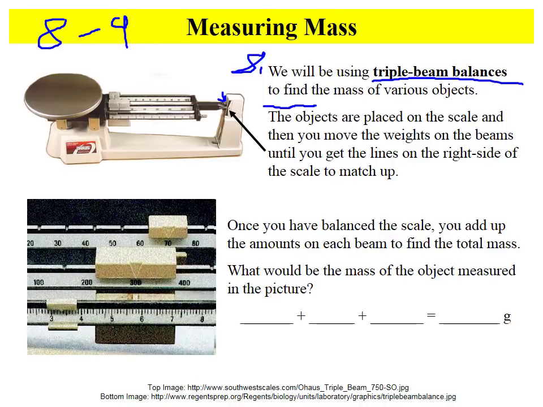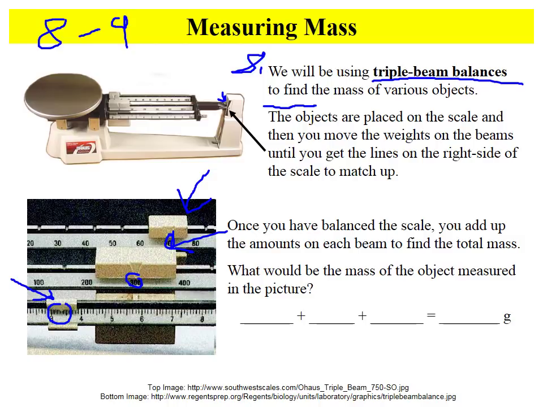Those little silver lines, you guys want them to match up, because if they don't, you do not have it weighed properly. Once you've balanced the scale, you're going to add up the amounts in each of your weights. This one is the tens place, this is the hundreds place, this is the ones place. So this particular one will be 373.4, it looks like. So 373.4 to find your total mass.